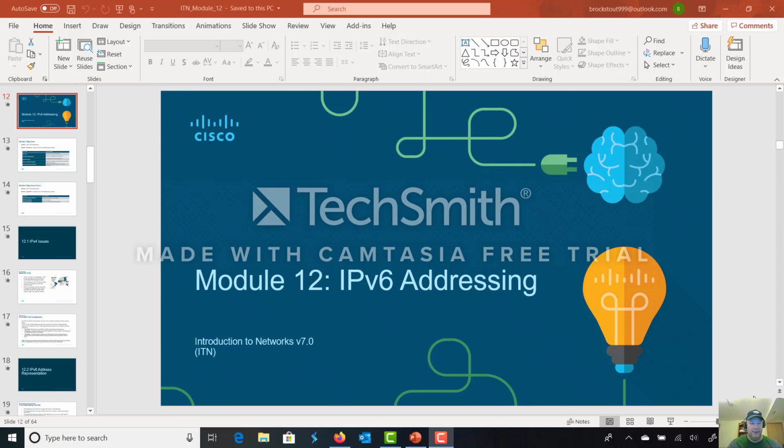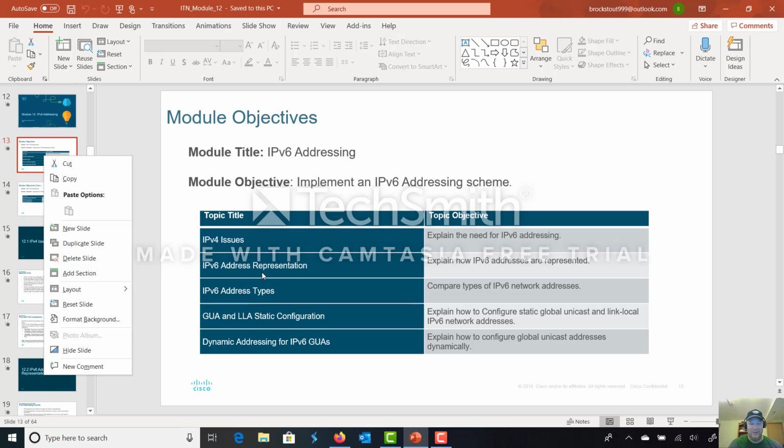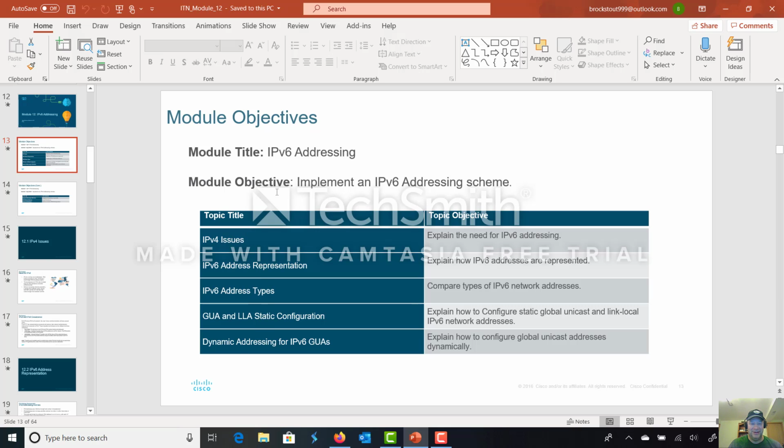So let's go ahead and move to a couple of these slides, and this gives you an idea of what we're going to talk about in this section and what they're asking you to know for the new CCNA exam. They want you to be aware of the IPv4 issues, how to represent an address, how to drop those leading zeros and use the double colon. We'll get into that. The two different types of addresses, so the global use and the link locals.